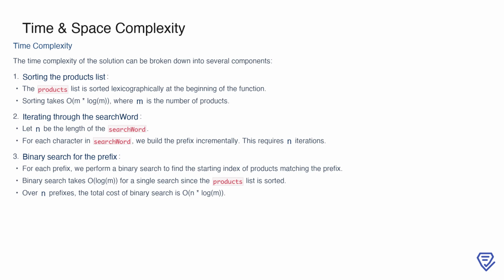Next, we iterate through the search word, which has a length of n. For each character in the search word, we build a prefix incrementally. This means we perform n iterations to process the entire word. For each prefix generated, we use binary search to locate the starting index of products that match the prefix in the sorted list. Since binary search operates in O(log M) time, and we perform this search for n prefixes, the total cost of binary search operations is O(n log M). These steps together characterize the major components of the time complexity for this solution so far.